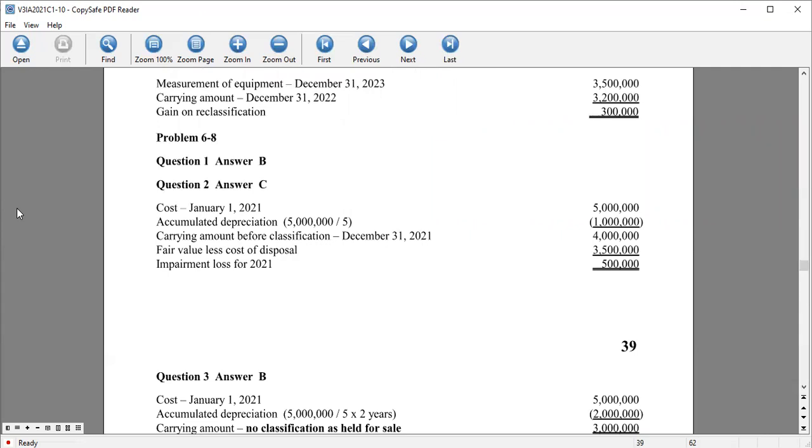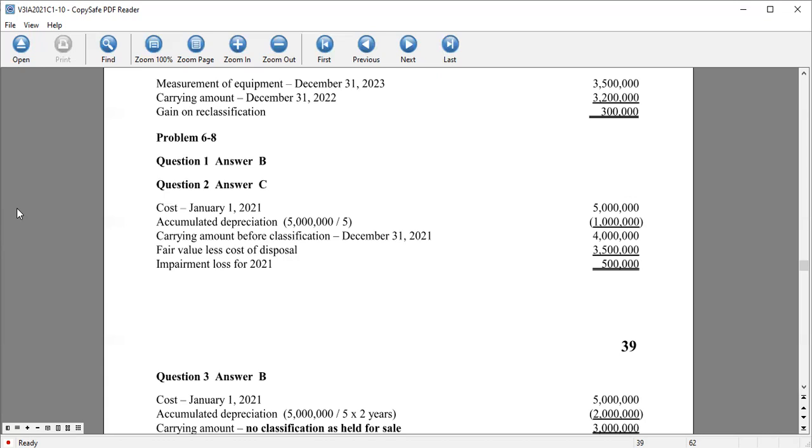8 has 3 questions. So we now begin with what is the carrying amount of the equipment on December 31, 2021 before classification as held for sale. So we have now the answer to question number 1. That's letter B. The company purchased an equipment for 5 million on January 1, 2021. The equipment had useful life of 5 years. So 5 million divided by 5 years. So annually, the depreciation is 1 million. So in question number 1, the carrying amount of the equipment is 5 million minus 1 million. So it means only 4 million.